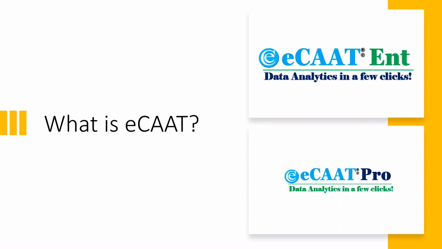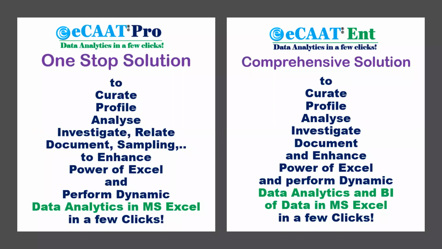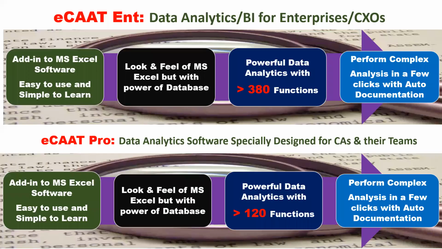eCAAT Pro is primarily made for professionals. It has a limited number of features, but more focused from an audit perspective. Now, this is what you can do through eCAAT Pro and eCAAT Enterprise. If you look at the complete synopsis of what eCAAT is all about, eCAAT is an add-in to MS Excel software. It's easy to use and simple to learn. It has the look and feel of MS Excel, but with the power of the database.